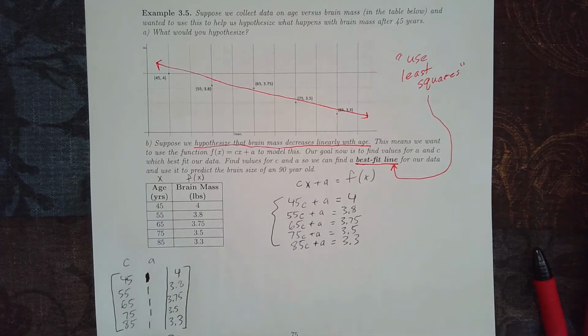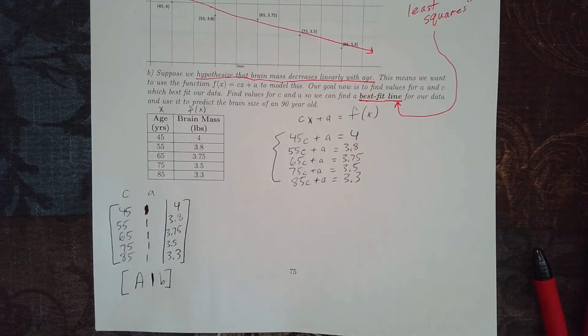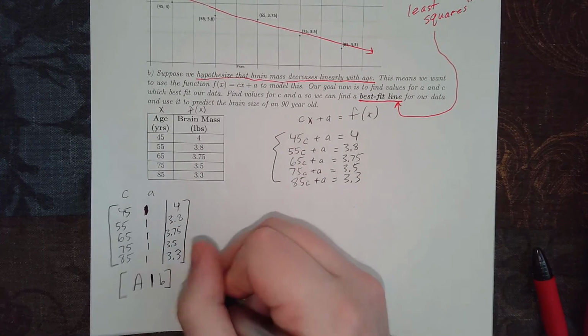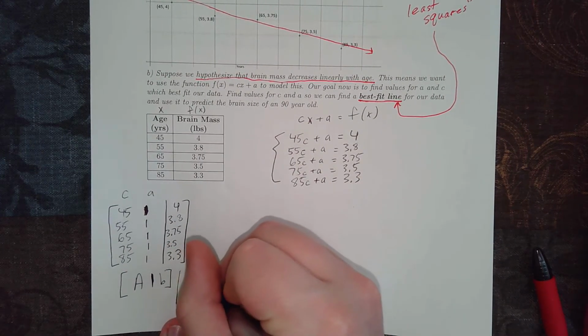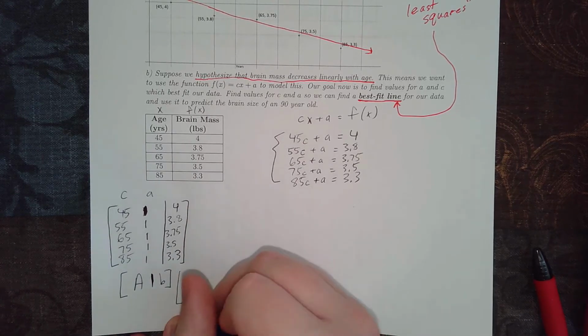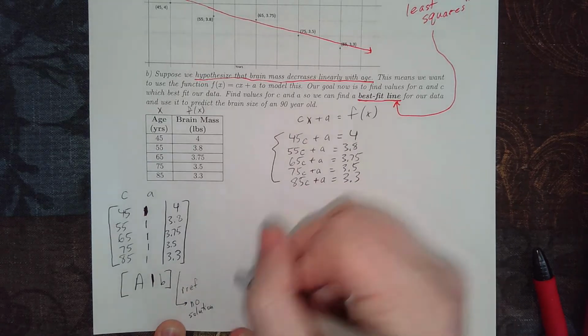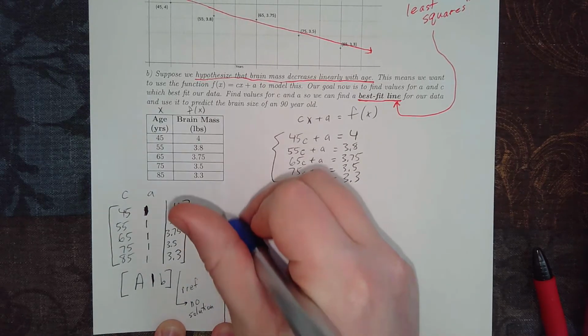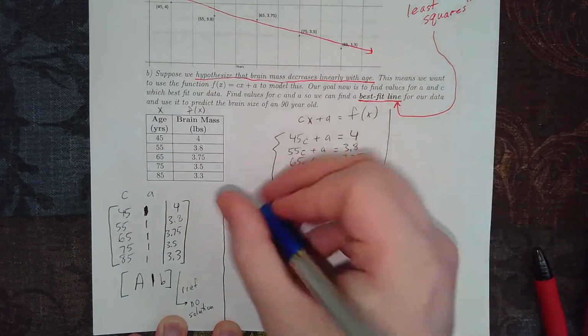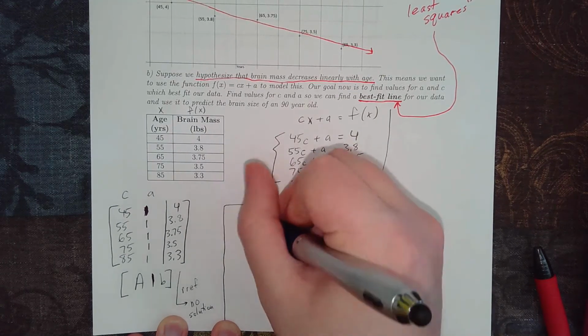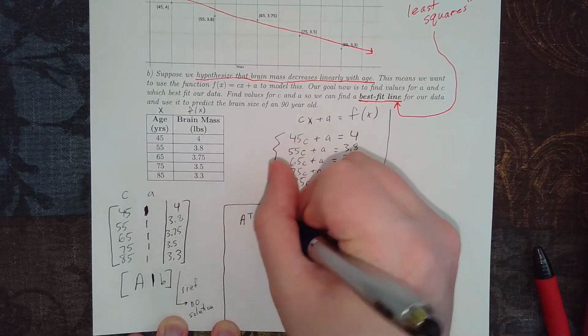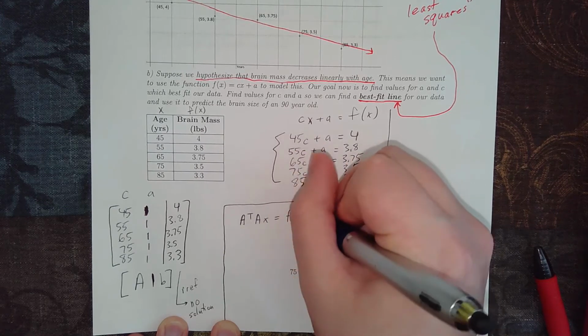And we're trying to figure out what C and A are going to end up being. So if we did get the reduced row echelon form of this, I'm not going to show you, but we will end up getting no solution here. And so least squares says that we want to do A transpose AX and set it equal to A transpose B.